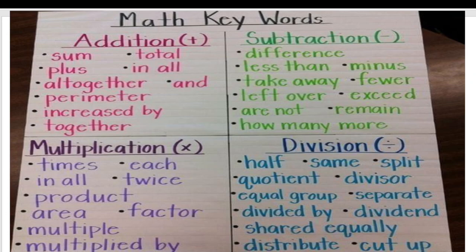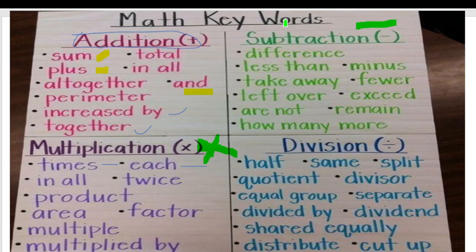Now let's learn some math keywords. When we solve a question, we see these math keywords. So if you find the words sum, total, plus, in all, together, perimeter, increased by, together, you should add. If you see times, each, in all, twice, product, area, factor, multiple, multiply, so we will multiply.